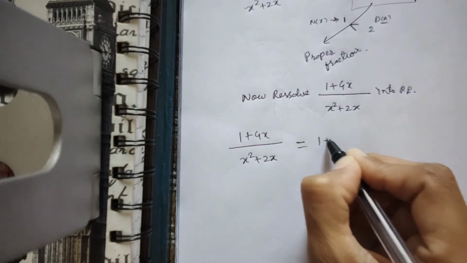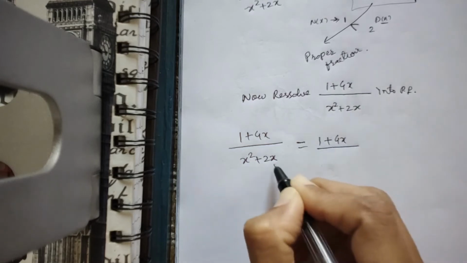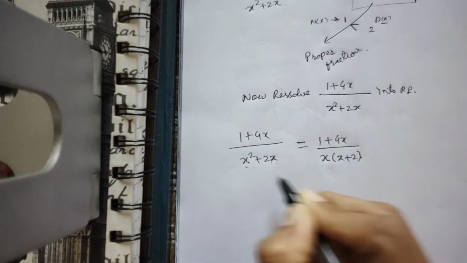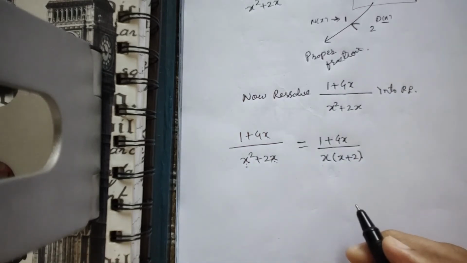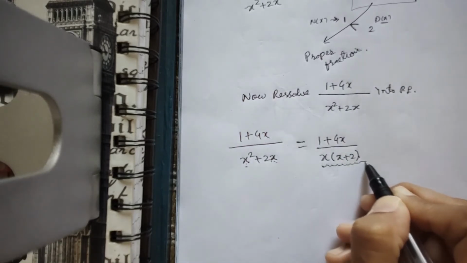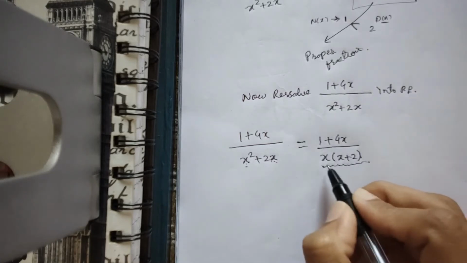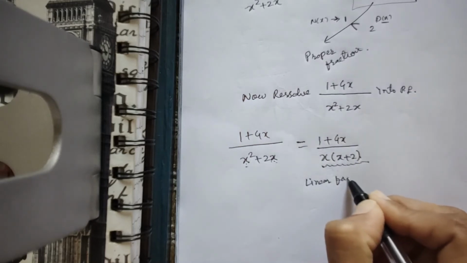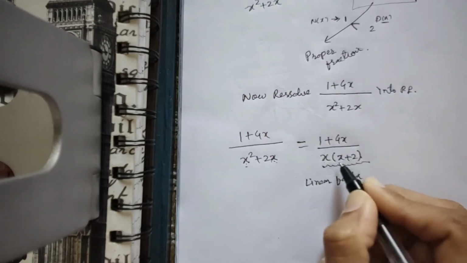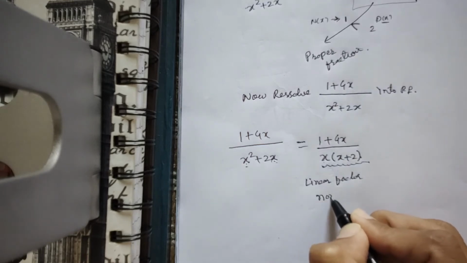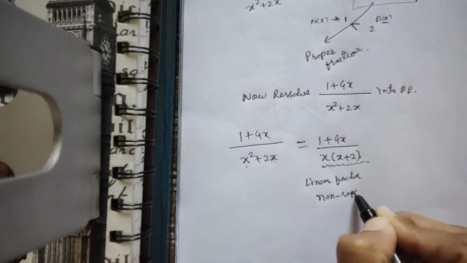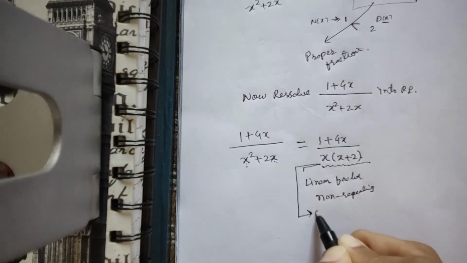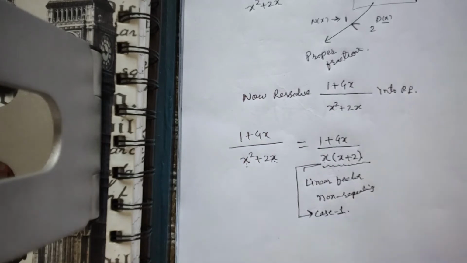Okay, this I can write as (1 + 4x) upon x(x + 2). I am just taking x common. Now just observe the denominator. It's a linear factor, and it's not repeating. The distinct linear factors are here. So linear and non-repeating, this will fall into case 1. So I need to solve it using case 1.